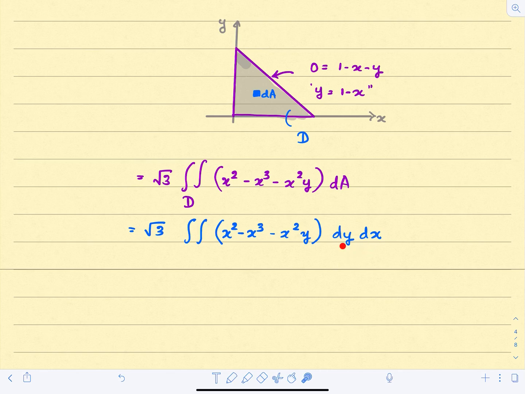Now if you think about the inner integral, that corresponds to the y variable, and the lower limit of y is 0, the upper limit of y is given by this line. In general, the y value is given by this line, which has the equation 1 minus x, and finally x goes from 0 to 1.